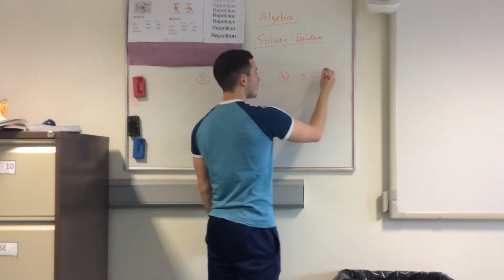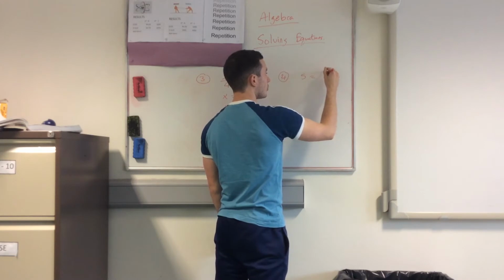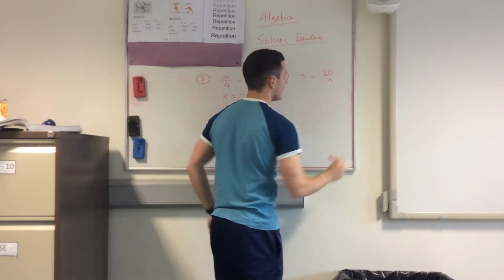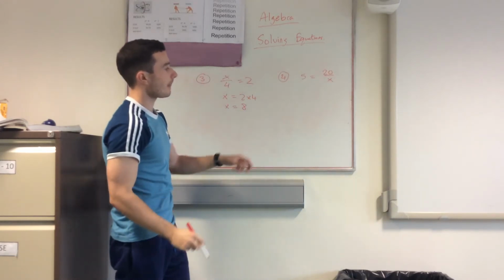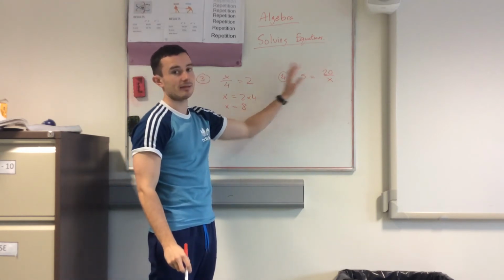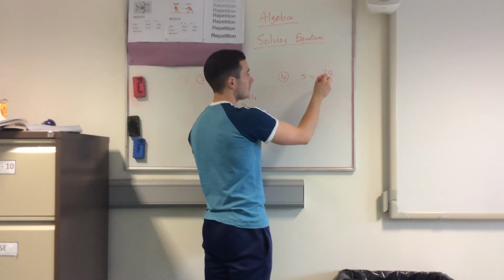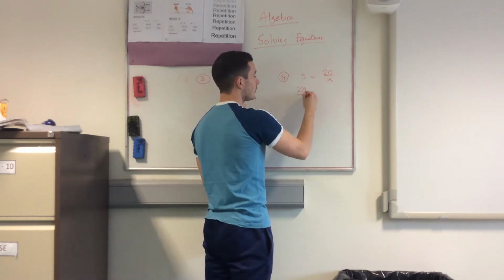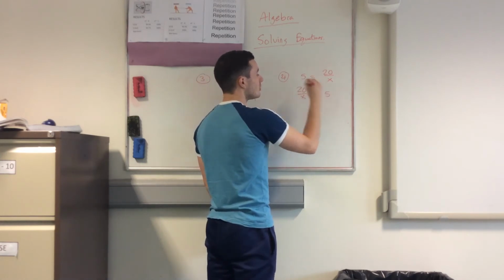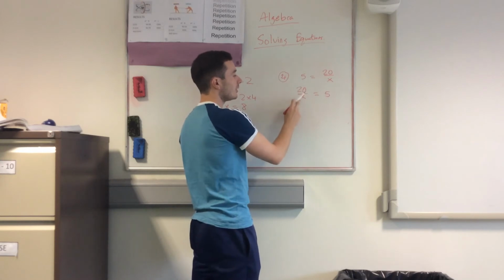Example 4. 5 equals 20 over x. Now, again, my x is on the right hand side. I like to have it on my left hand side, so I'm going to swap over. You don't have to, but I like to. Swapping everything over means that I don't have to change any signs. 20 over x equals 5.